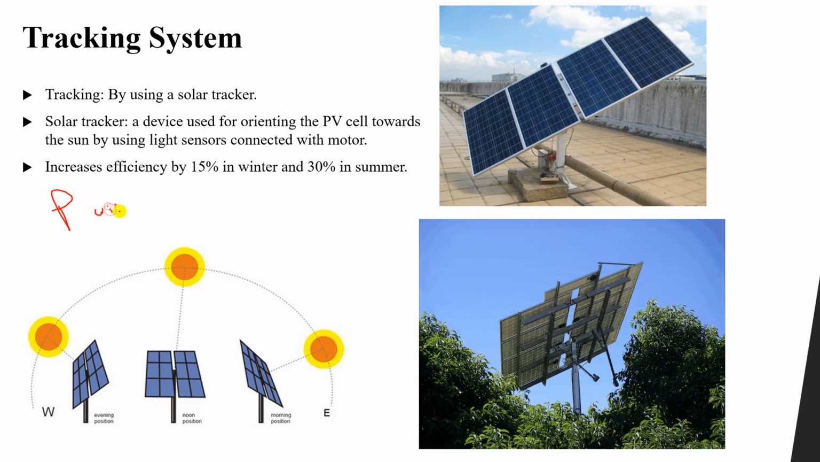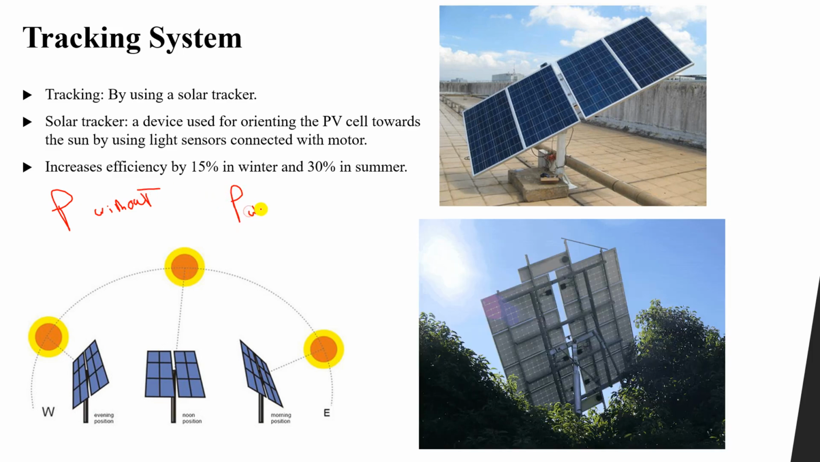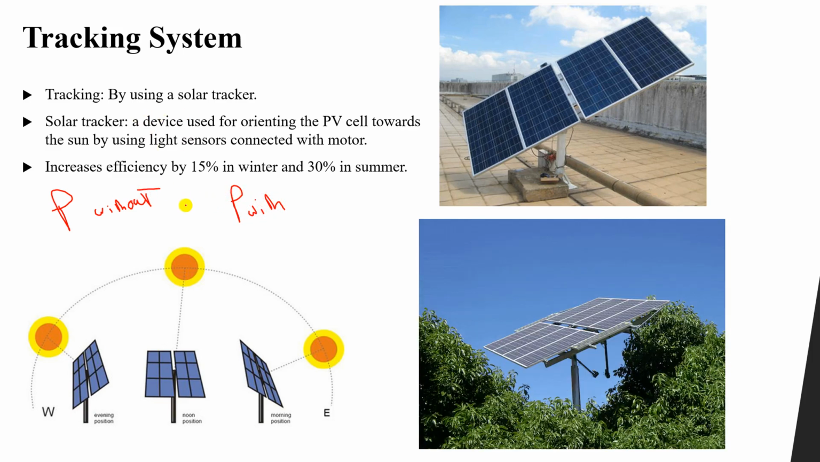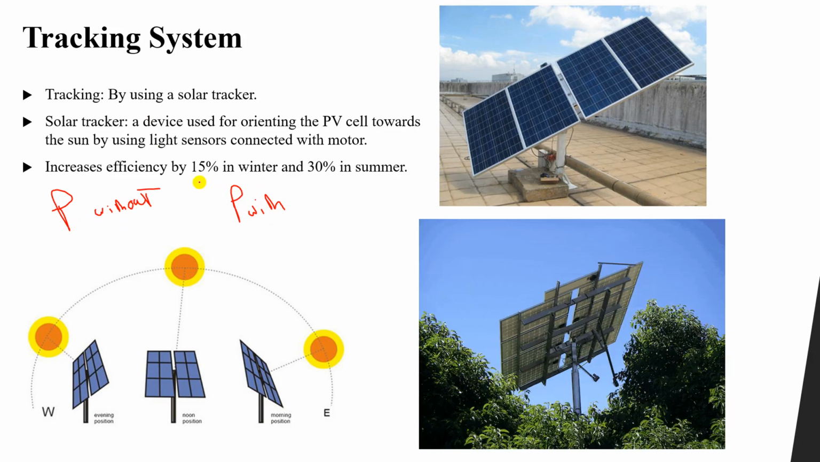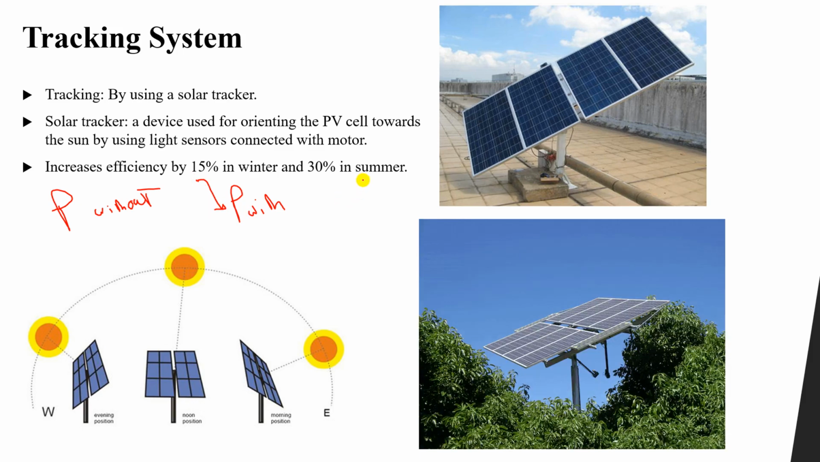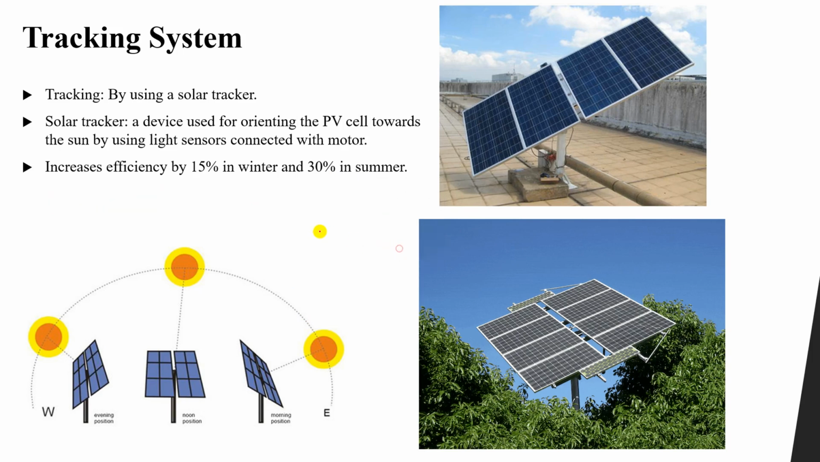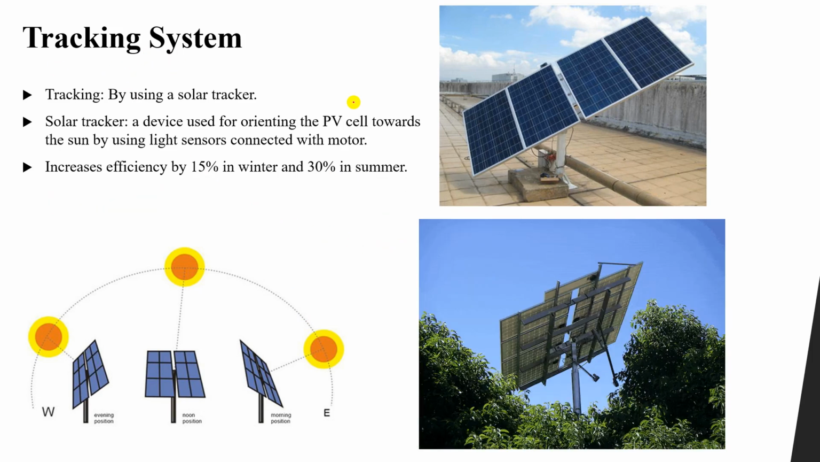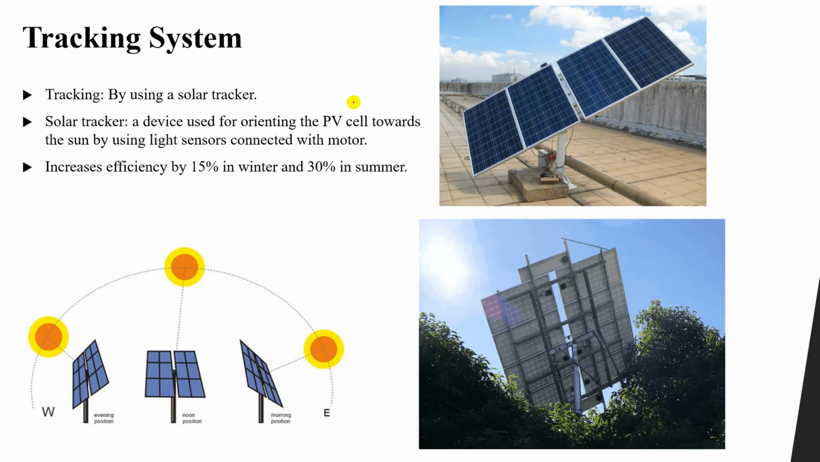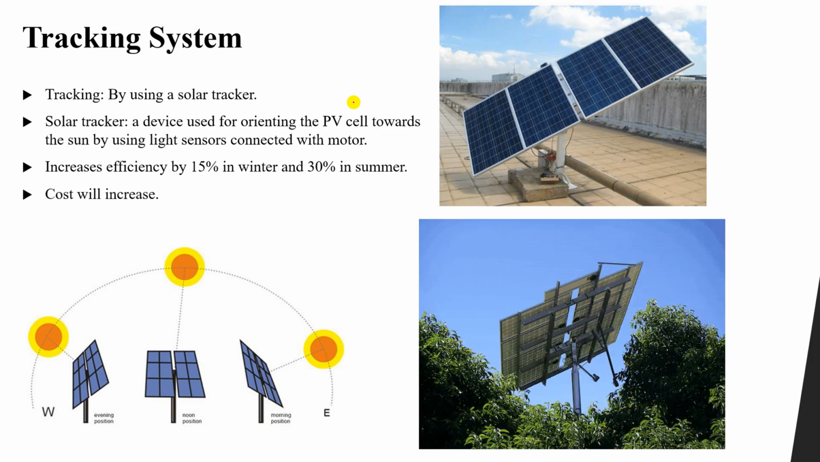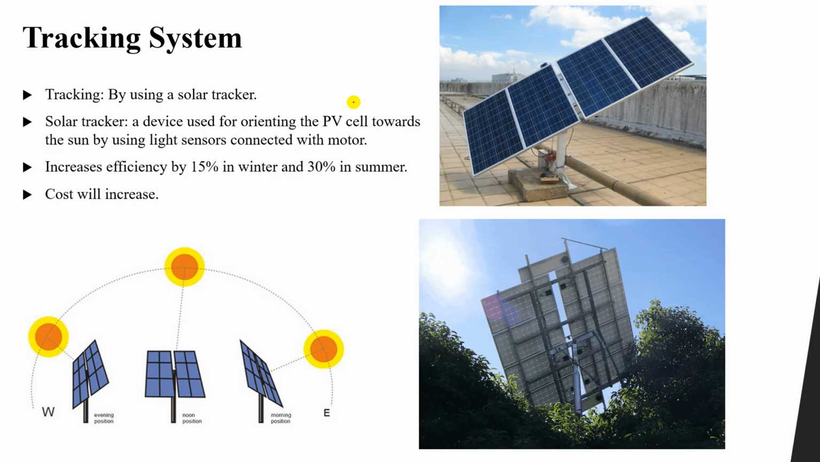without tracker and with tracker, solar tracker, you will find that this power is higher than this power by 15% in winter and approximately 30% in summer. So that's why you can use the tracking system. However, this type of system is expensive, because you have here a motor and light sensors. So as you can see, it will lead to increasing the cost of the solar energy system.